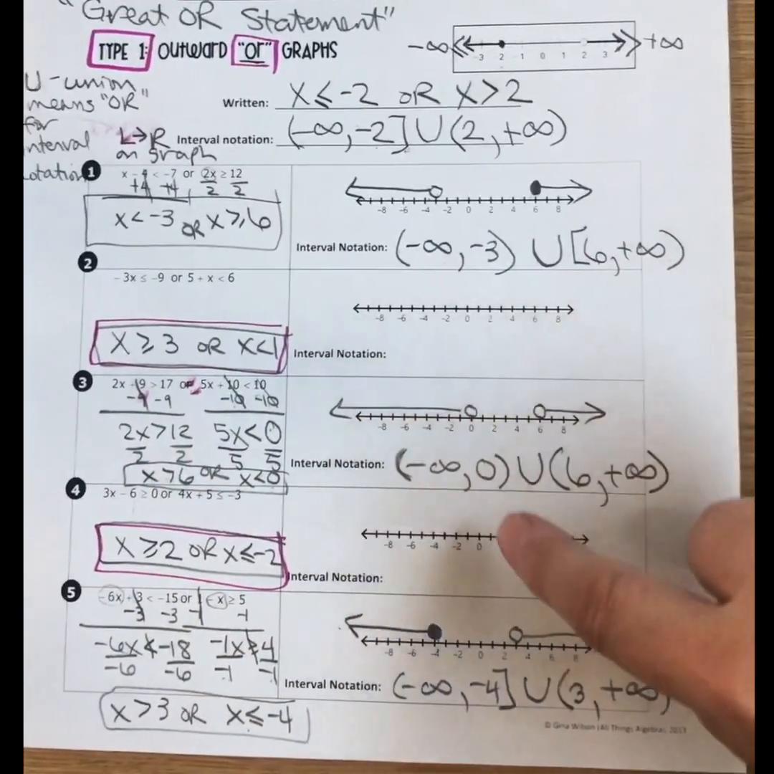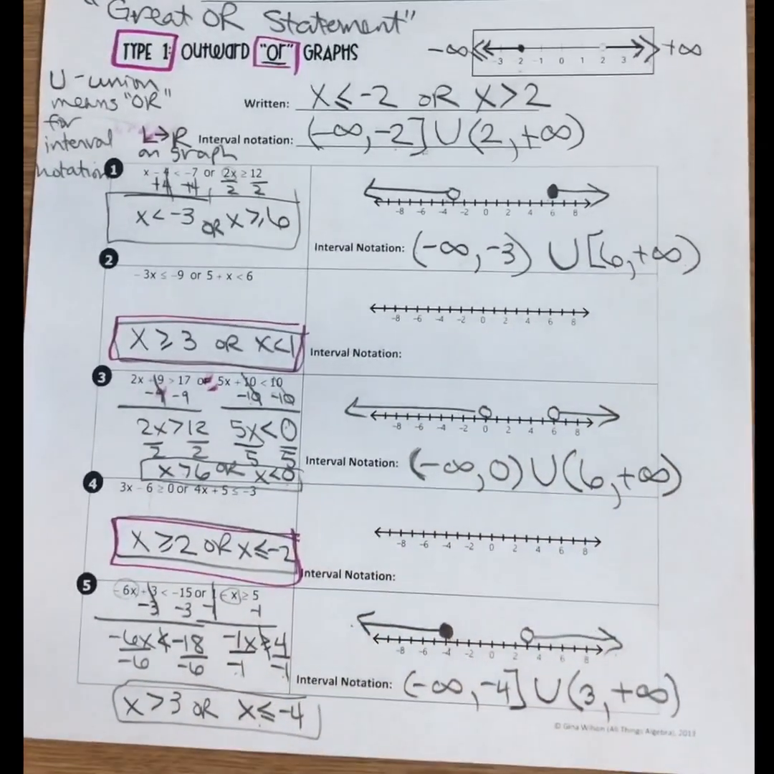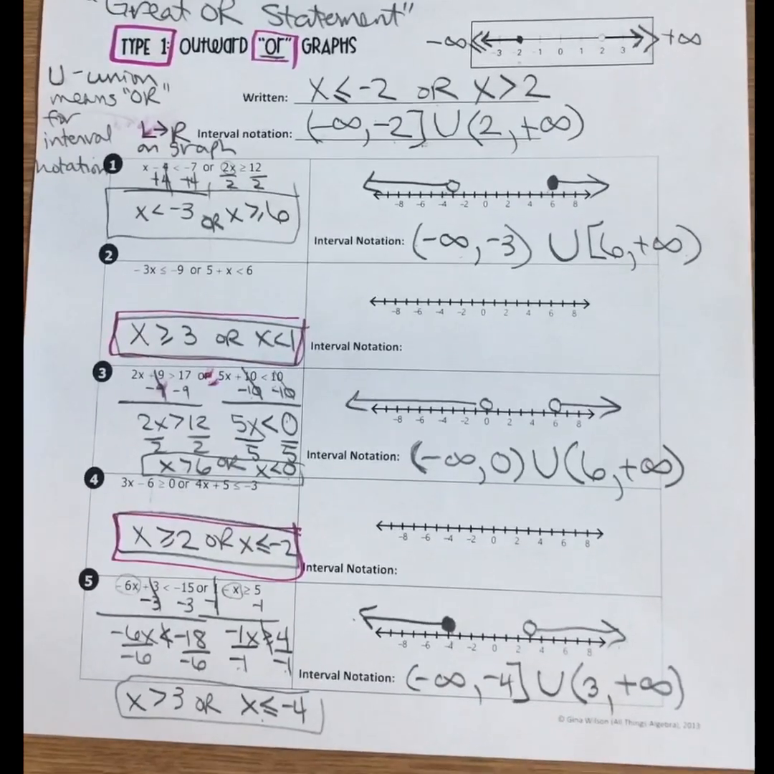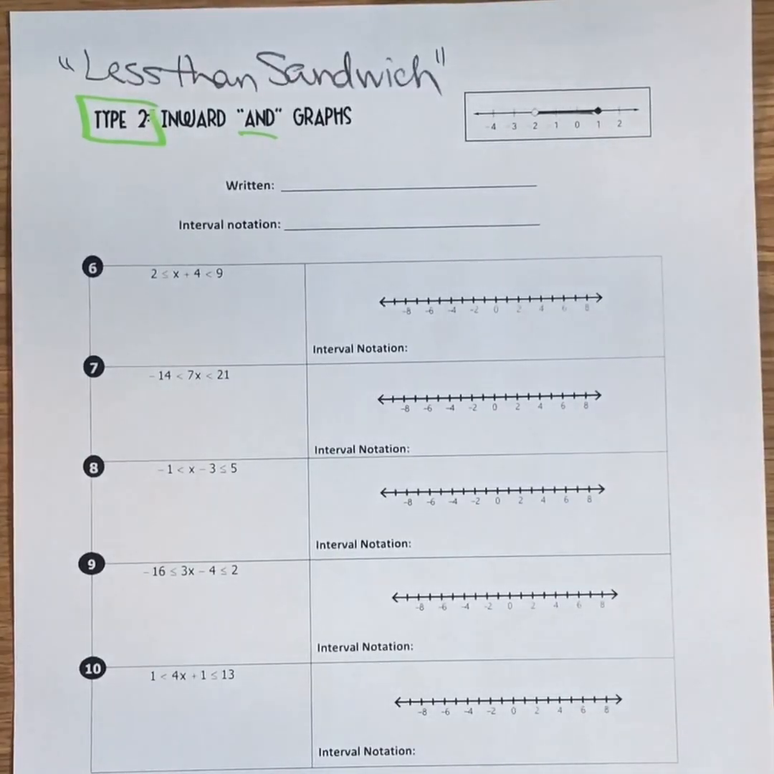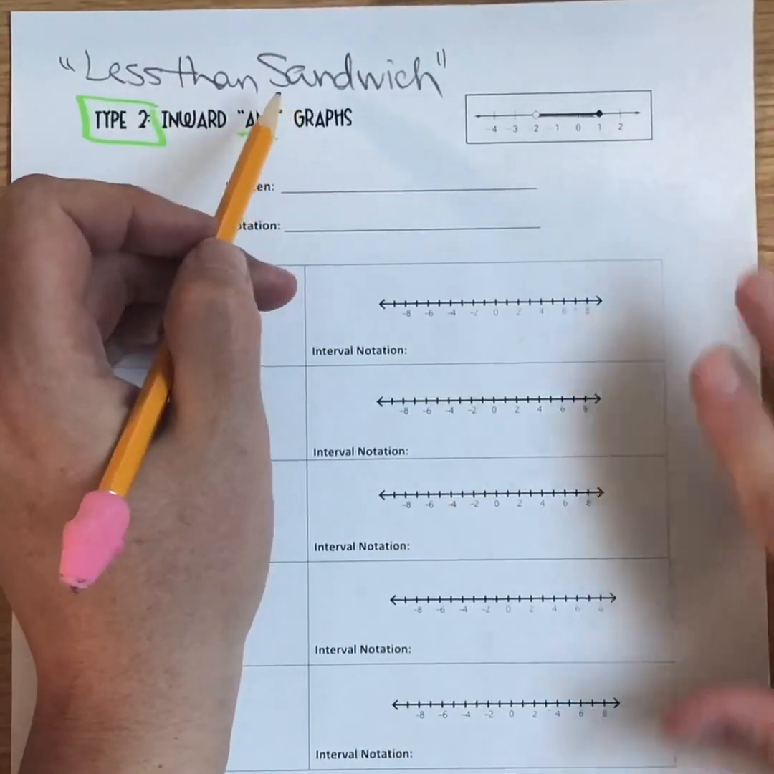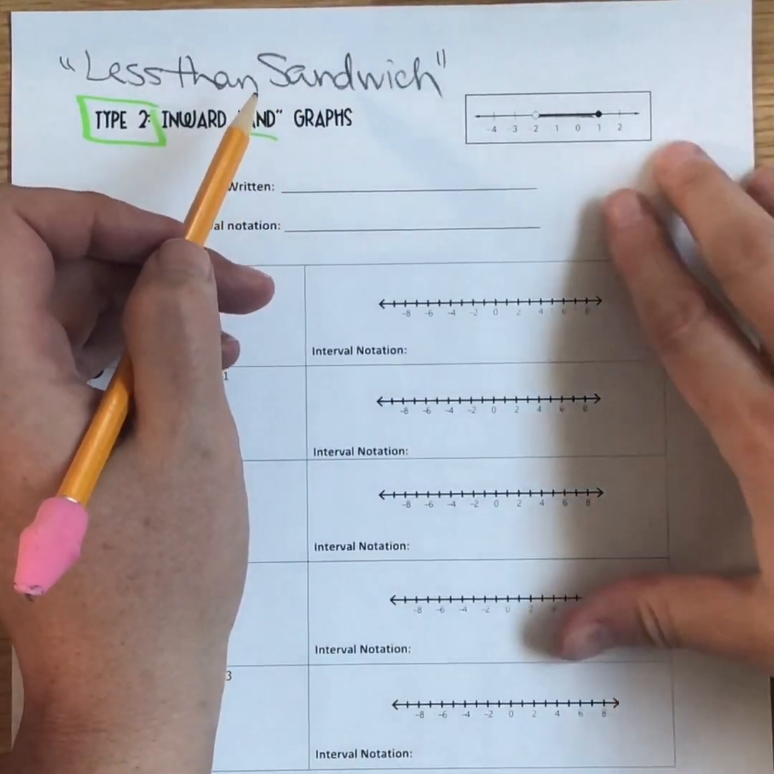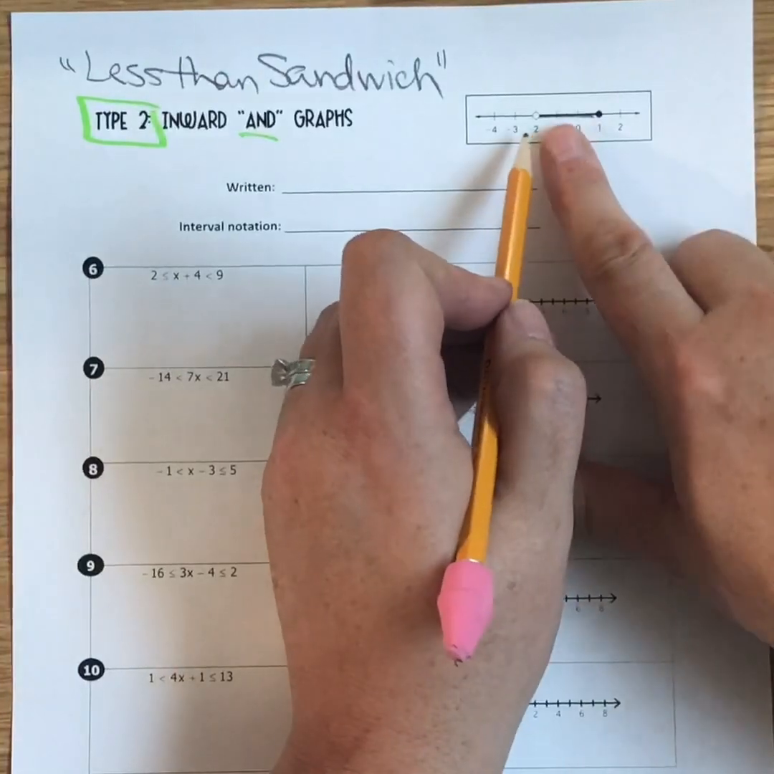I did not show the graph or the interval notation because I want you to come ask if it doesn't make sense. Okay, so for the type 2, my less than sandwich. Now, I want to finish the explanation of the less than sandwich.